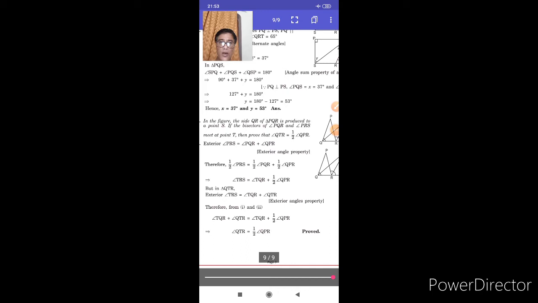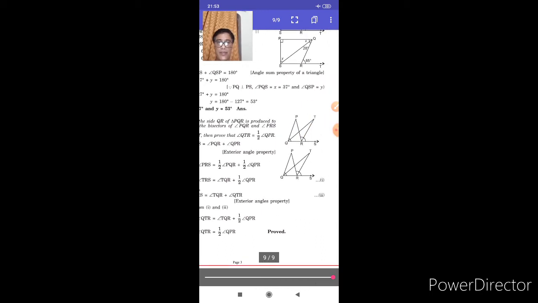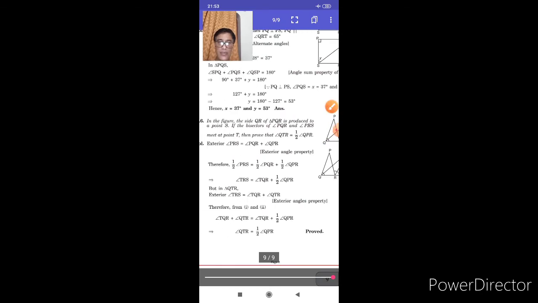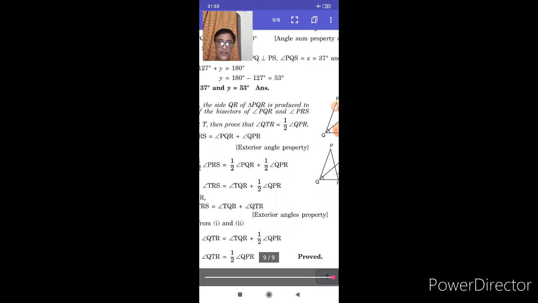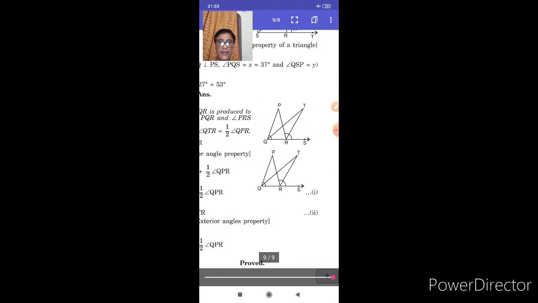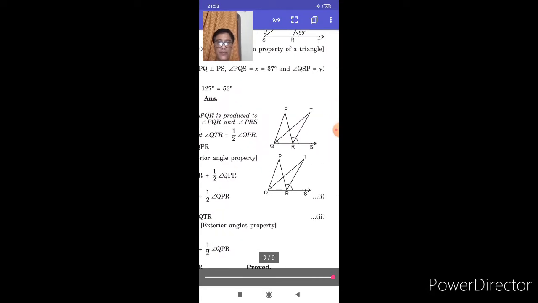Okay, so question number 6 is: in the figure, the side QR of triangle PQR is produced to a point S. If the bisectors of angle PQR and angle PRS meet at the point T, this one is the bisector of angle PQR, and the bisector of this angle R, this one, meet at point T, then we have to prove angle QTR equal to 1/2 angle QPR.